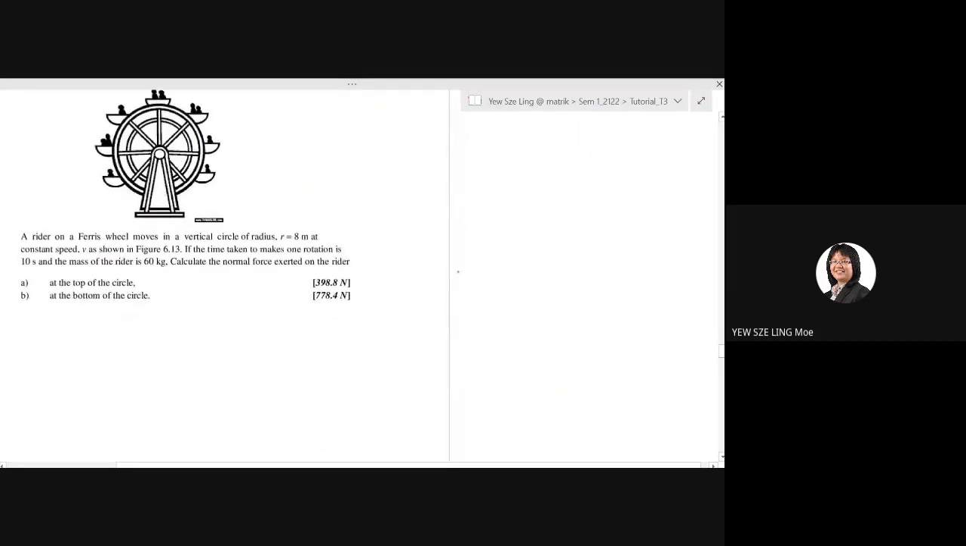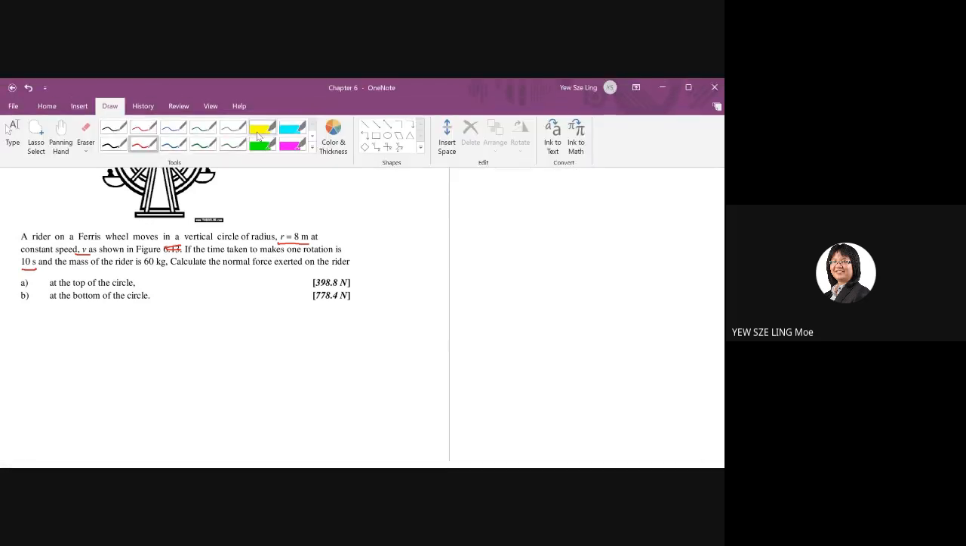Okay, so this is also a vertical circular motion example. Now you have a Ferris wheel with people sitting on it. A rider on a Ferris wheel moves in a vertical circle of radius r equals 8 meters at a constant speed v, as shown in the figure. If the time taken to make one rotation is 10 seconds, what is the meaning of this sentence?